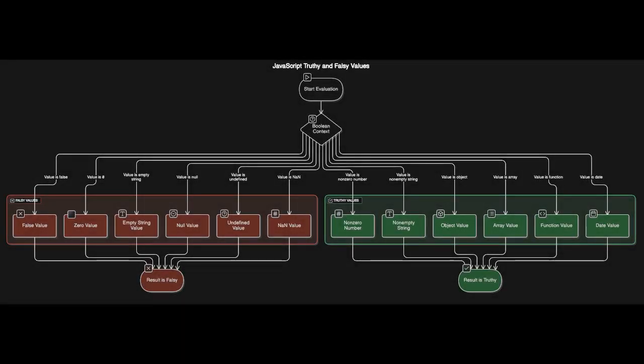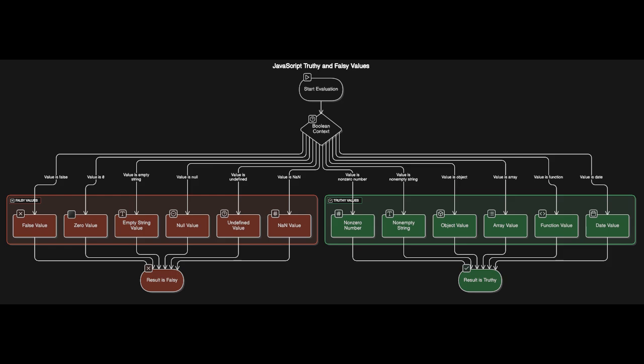In JavaScript, every value can be evaluated in a Boolean context, which means it can be considered as either truthy or falsy. This behavior is pivotal in decision-making structures like conditionals and loops. Let's break it down. A falsy value is one that translates to false when evaluated in a Boolean context. There are exactly 6 falsy values in JavaScript: false, 0, an empty string, null, undefined, and NaN.